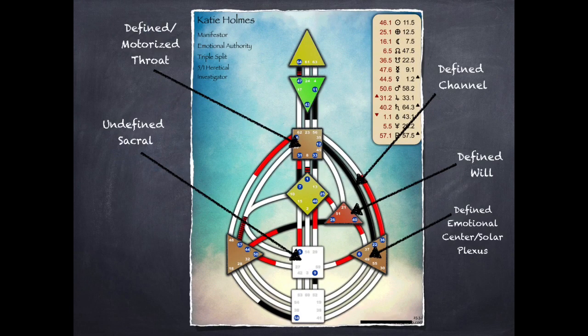If you look at this chart for Katie Holmes, you'll notice that she has 2 motors defined and also a defined throat. All things could happen with a projector as well as a manifestor, but what makes it different and what makes Katie Holmes a manifestor is a defined channel 12-22 that goes directly to the throat from the emotional center, which gives her a motorized throat. And because her sacral is open or undefined, that makes her a manifestor.